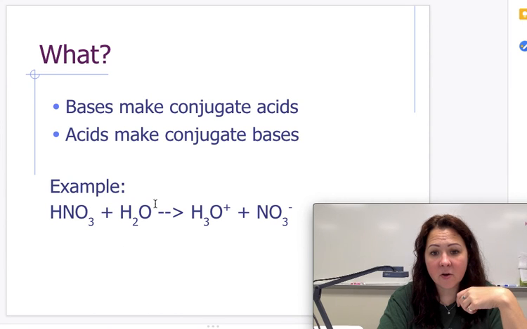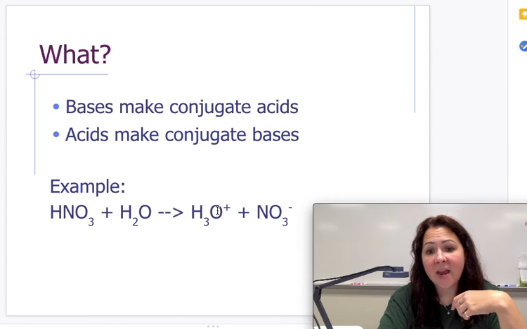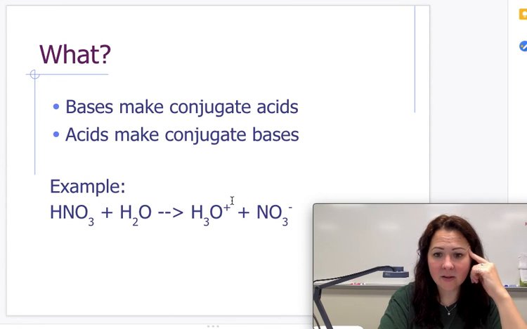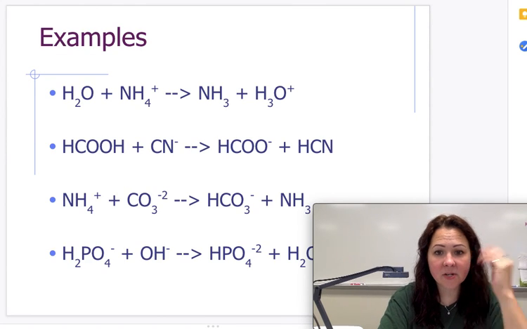Looking at the number 2 spot and the number 3 spot, this one has 2 hydrogens, here it has 3. So I've gained a hydrogen. When you gain a hydrogen, this is my base. Bases make conjugate acids. So when we have to identify this one, this would be acid, conjugate base, base, conjugate acid. So we've got some examples here to go through.